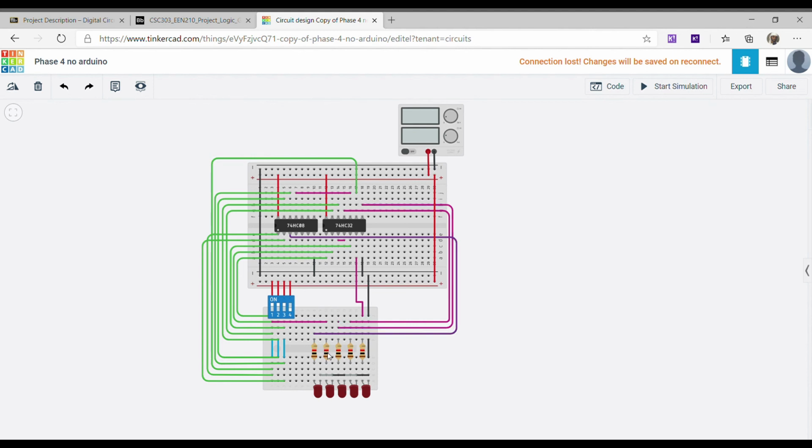For L4, there is nothing to do. L4 equals A. So we connect switch A as an input to the output, to the LED 4 with a resistor to save it.